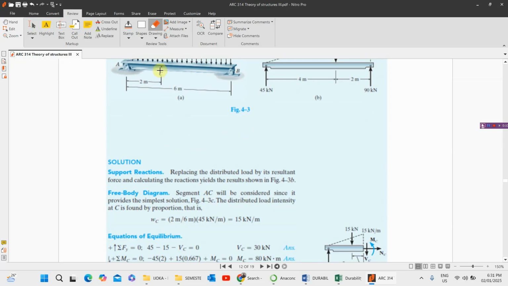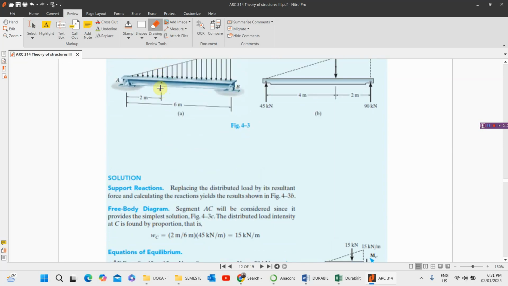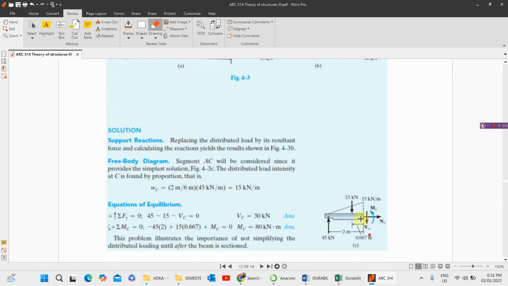Now the weight at this point C will be equal to 2 divided by 6 times 45. That means it's 15. If we are considering this one here, from these 2 meters, it will be 15 here. Now this 15 is the load to this point, but I told you the other time that the point load will be acting at 2/3, which is at this particular point here. So 15 kilonewton. Then we can also calculate the reaction and see what is happening at this particular end here.